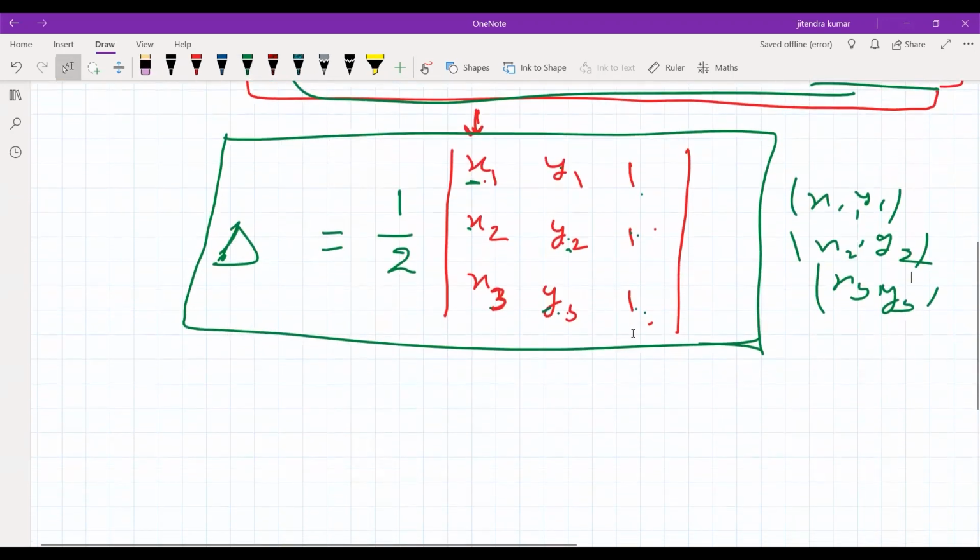Now we just need to know a few more things. We know that the value of a determinant can be negative, but the area of a triangle can't be negative. So we will always take the modulus of this determinant. Suppose we solve the determinant and get minus 8, then we use the modulus sign over it, so it will be 8. Then we multiply it by half. So this is one thing.